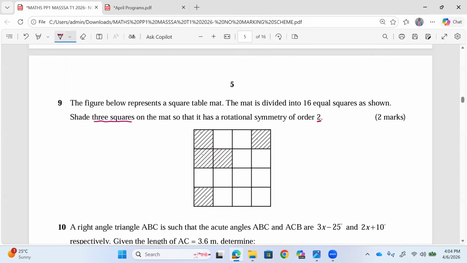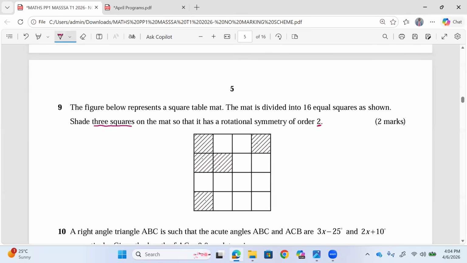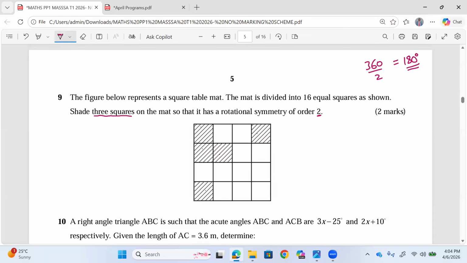Order 2 means that for every square to get back to where it is, it should just rotate through 180. It should just move once. So 360 over the order, which is 2. So every square should rotate through 180 with a reference center. Each of the squares should rotate through 180.